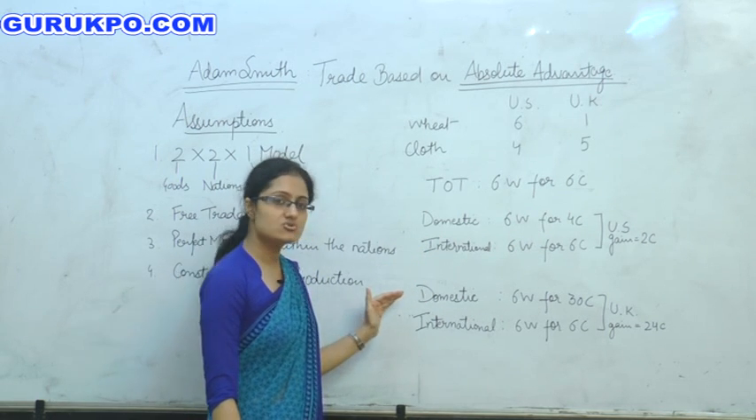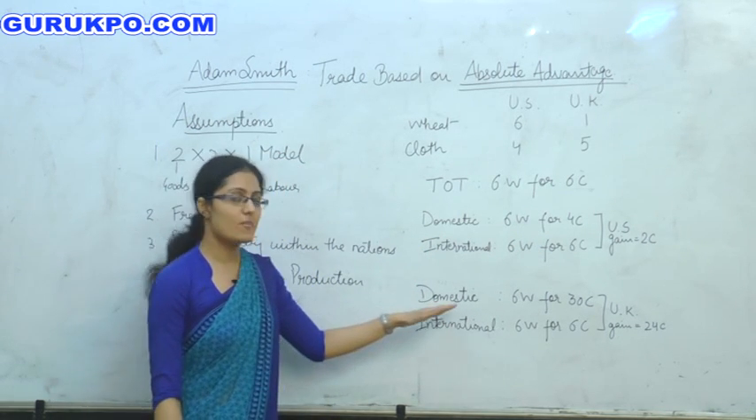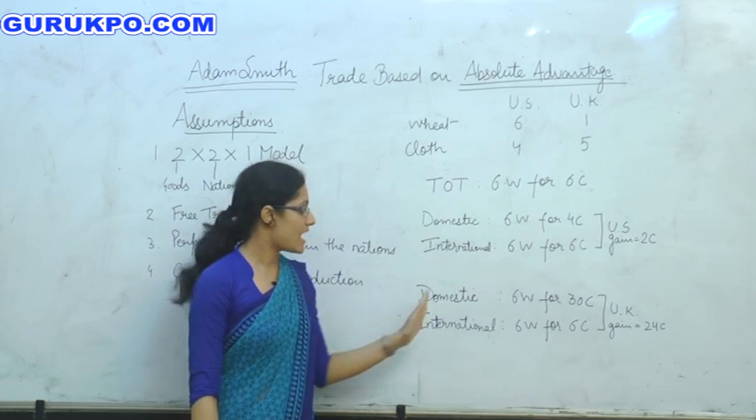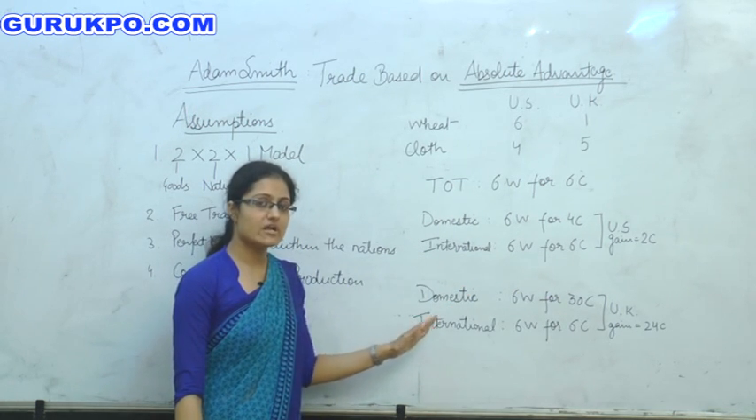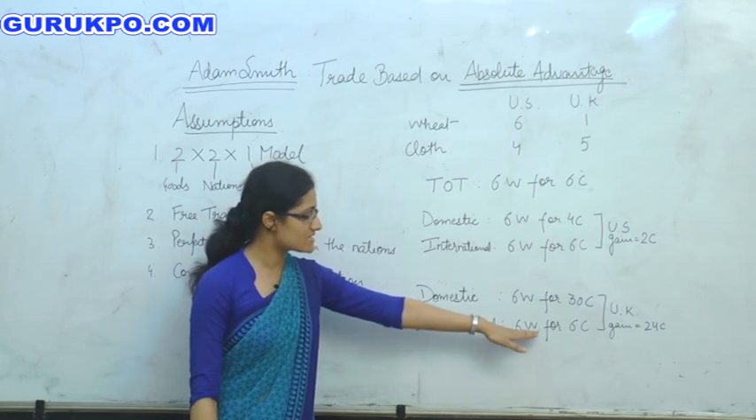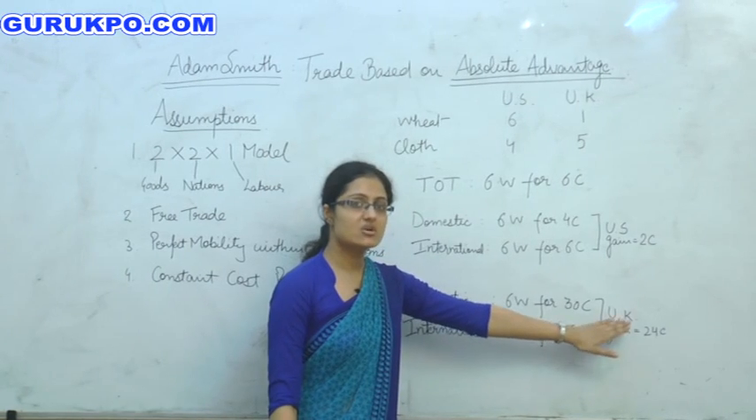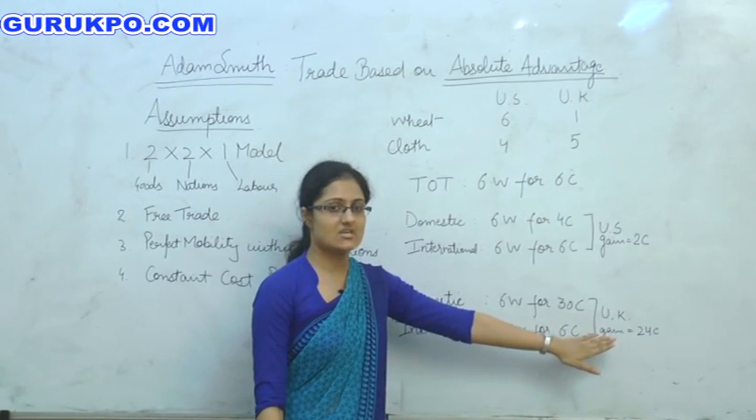Now if we move on to UK, if UK goes for domestic trade, then it will have 6 wheat for 30 cloth. At the same time, if UK goes for international trade, then it will have 6 wheat for 6 cloth, which means that UK gains 24 cloth from international trade.